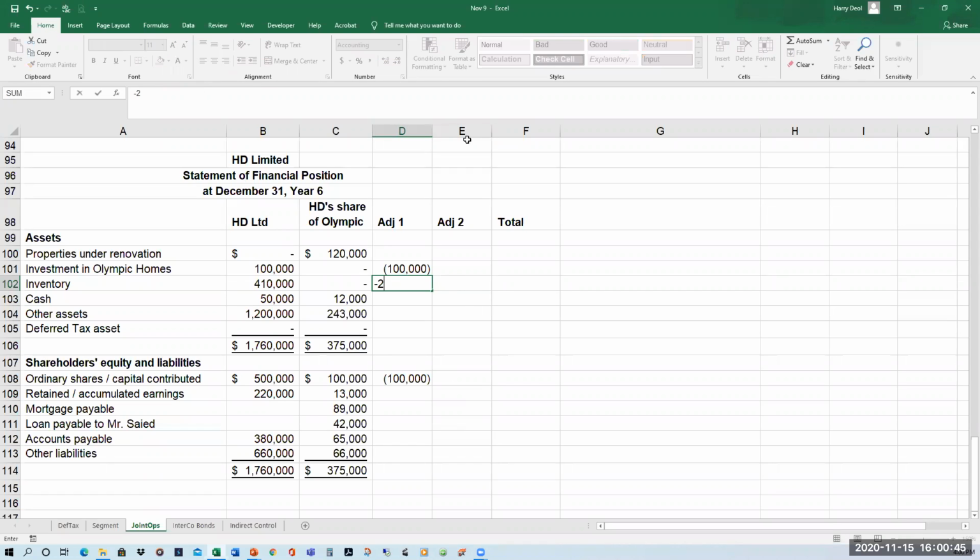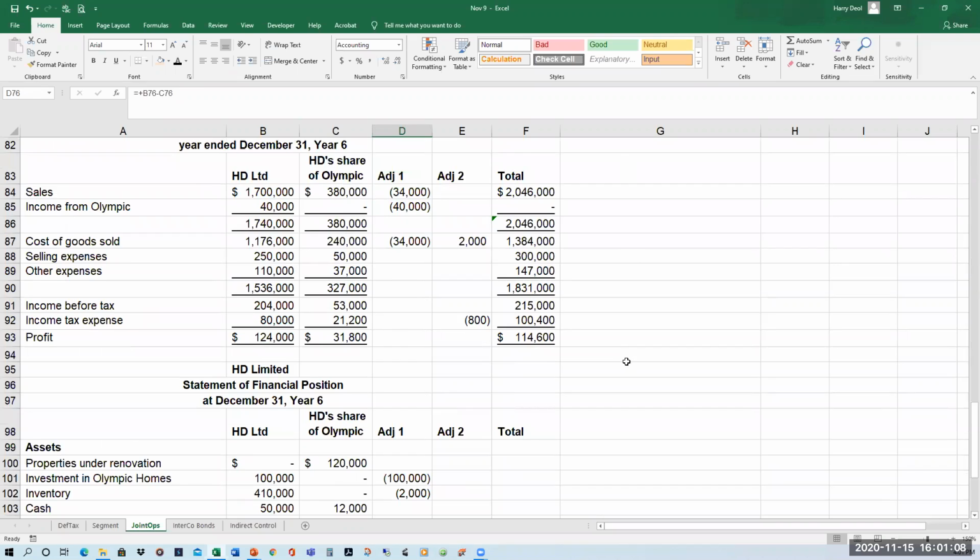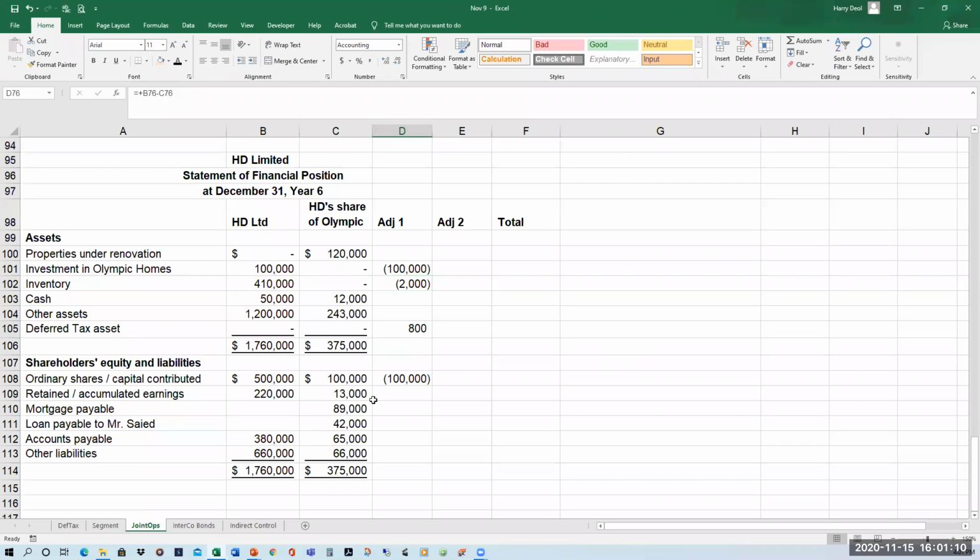So take out the inventory amount, 2,000, and add deferred tax asset of $800. The net of these two amounts, $1,200, we have to adjust against retained earnings. We adjust against retained earnings.